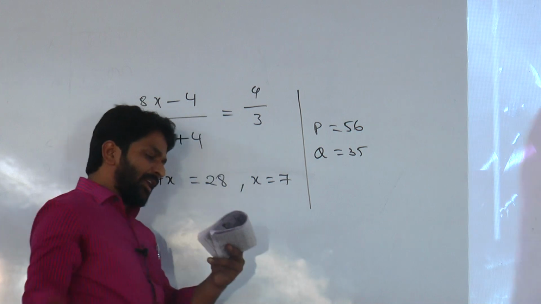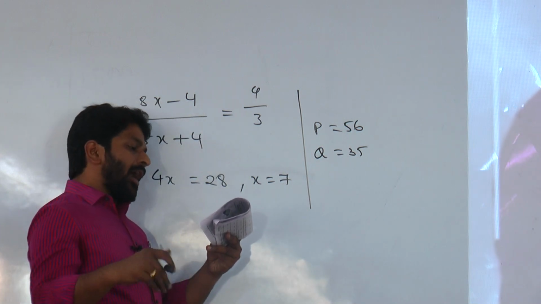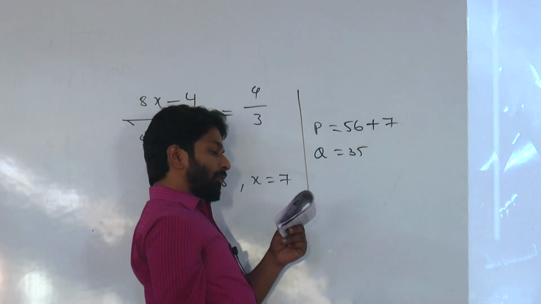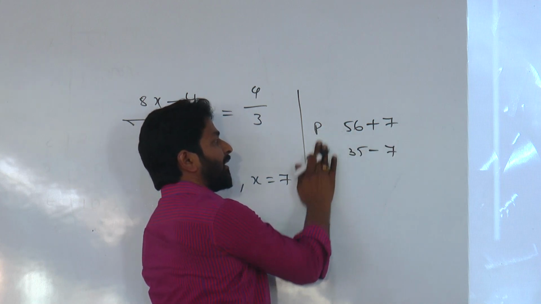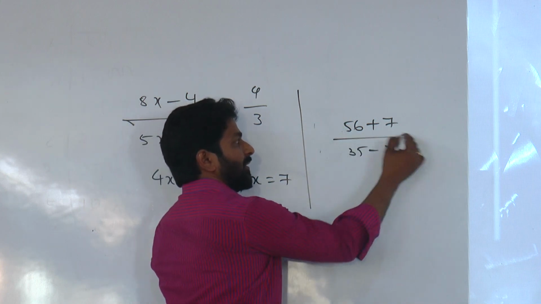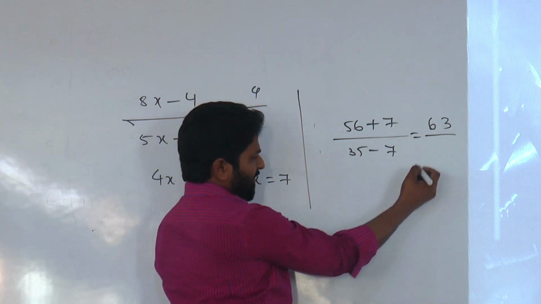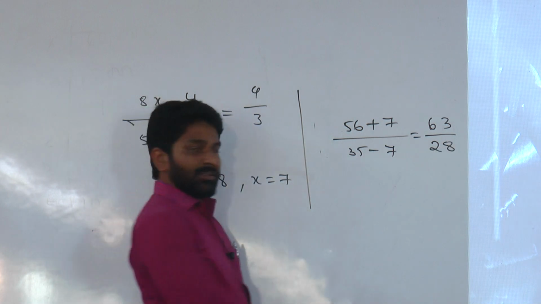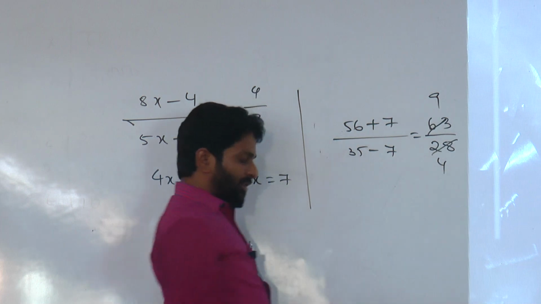But you are asked to calculate the ratio of their ages: P after 7 years and Q 7 years ago. You need to calculate the ratio between these two numbers. How much is this? 63. And then this is 28. 7 cancellation. 9 times 7, and 4 times 7. 9:4.